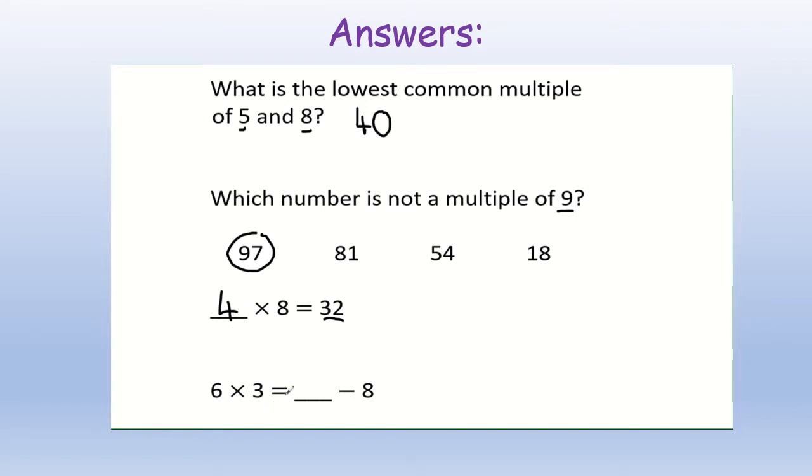Okay, 6 times 3 equals something take away 8. What is 6 times 3? It's 18. So if we have 18 add 8, what do we get? Well done, 26. So 26 take away 8 is 18. And 6 times 3 is 18. Remember, the equal sign is a balance. How did you do? Did you get the same answers as I did? Well done.